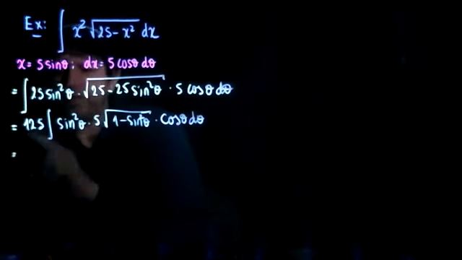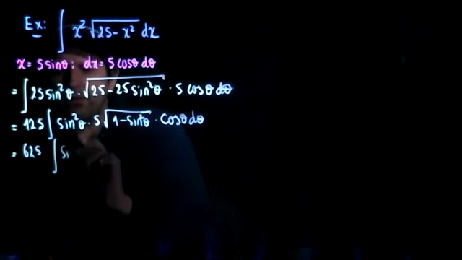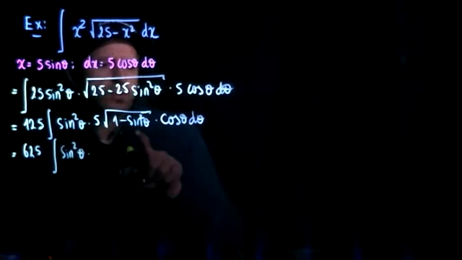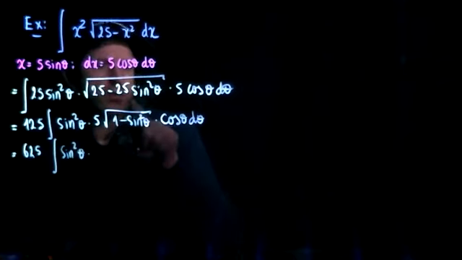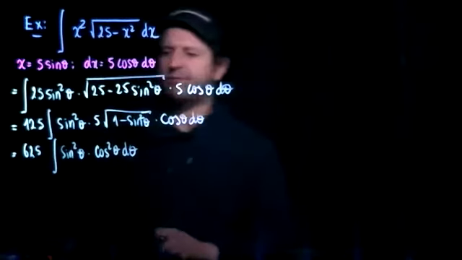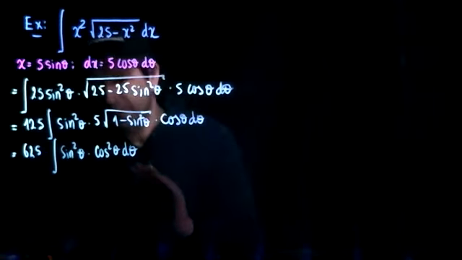So this is 5 times 125, which is 625, integral of sine squared theta times, now 1 minus sine squared, we know that it's cos squared, and the square root is cos, and cos times cos is cos squared. This will be the integral that I have. Okay, any questions until here?